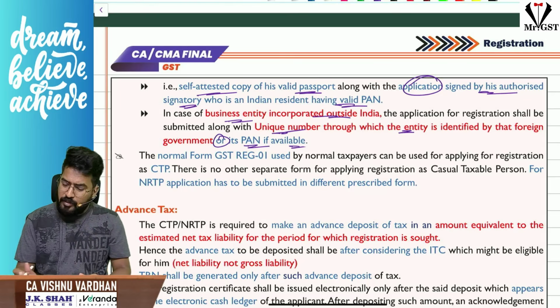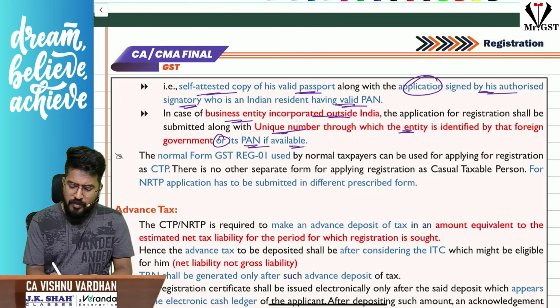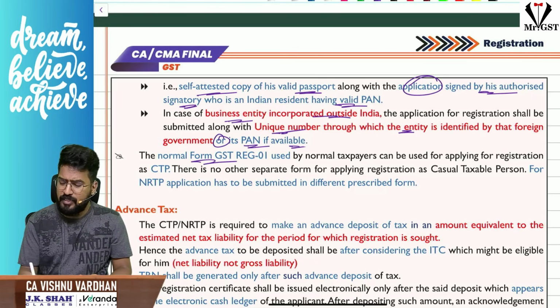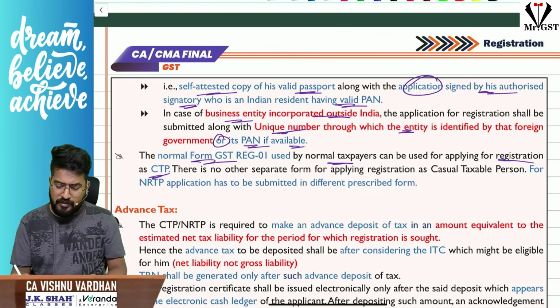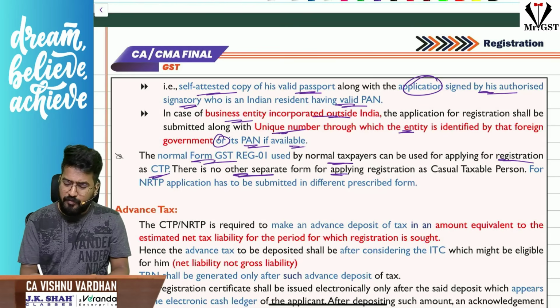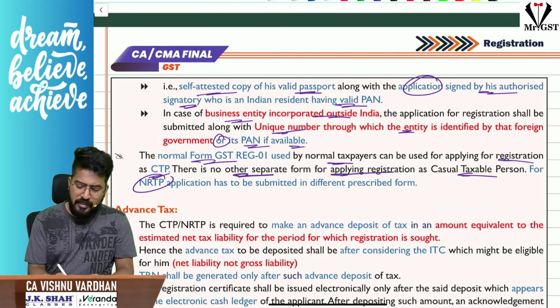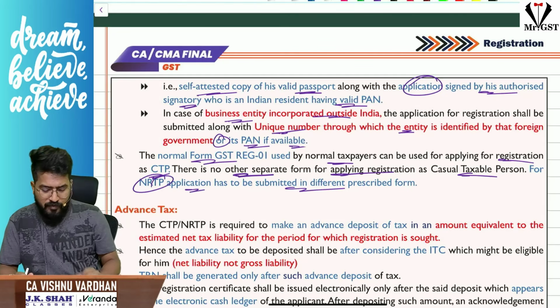Now, the normal form GST REG 01 can be used by normal taxpayers, and that can also be used by casual taxable persons. There is no separate form for applying for registration for CTPs, but for NRTPs there is a separate form.